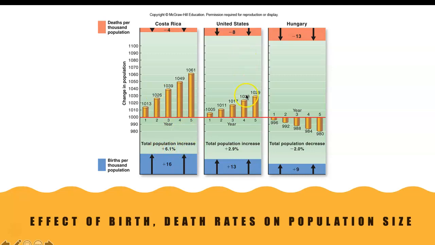And in the United States, the population increase is lower because the death rates are higher and the birth rates are lower. And in Hungary, the death rate is even larger than the birth rate. So the total population is shrinking.